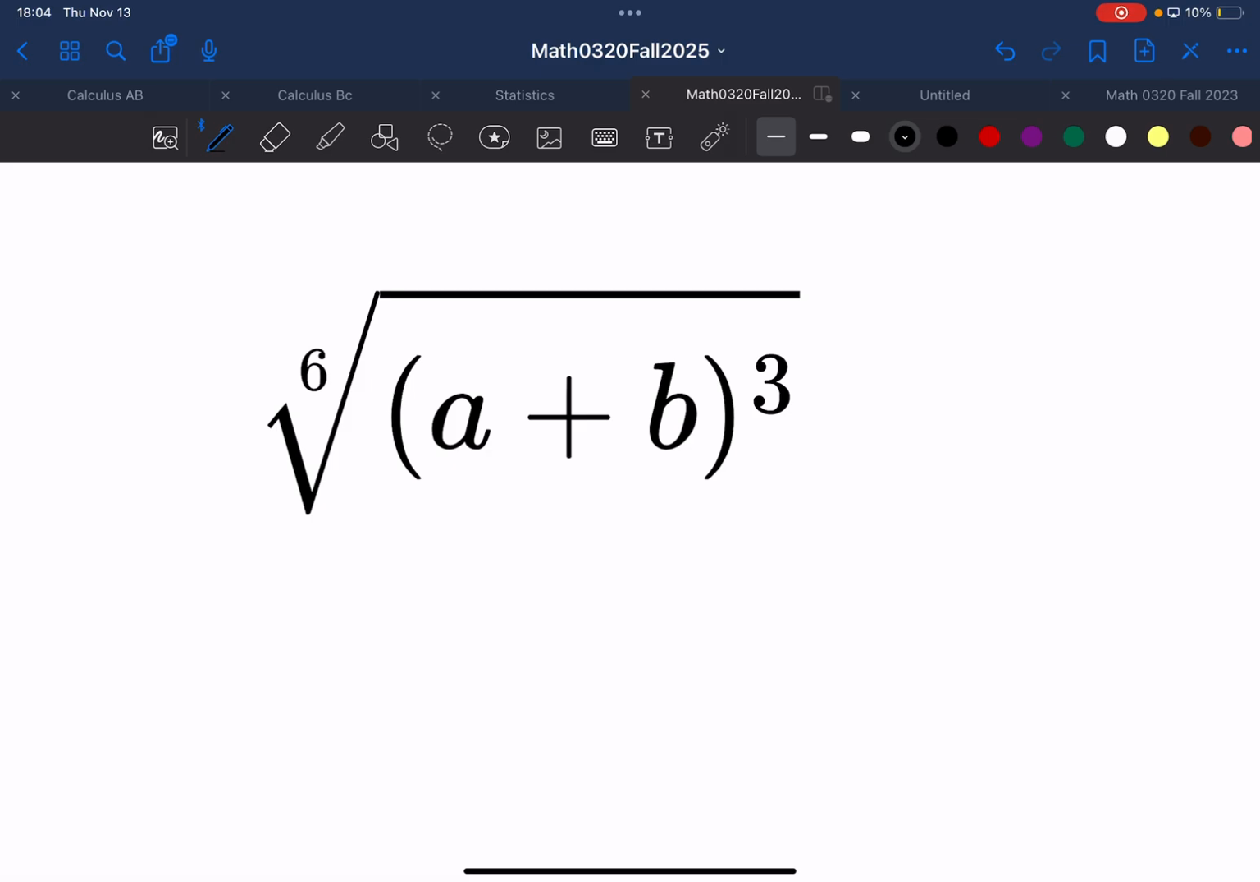Okay, so this one. Okay, it's even. Good. That's the first thing. It's even. Okay. So yes, it's going to be the absolute value.